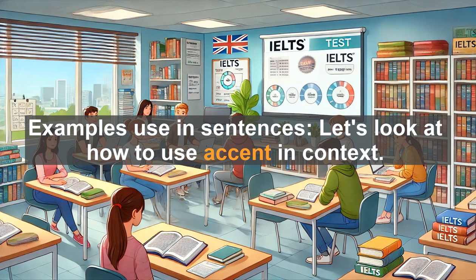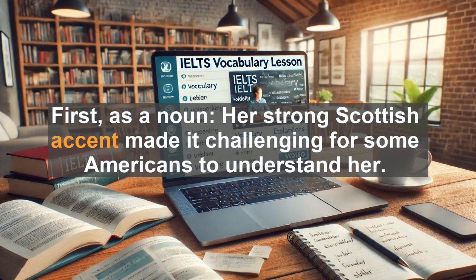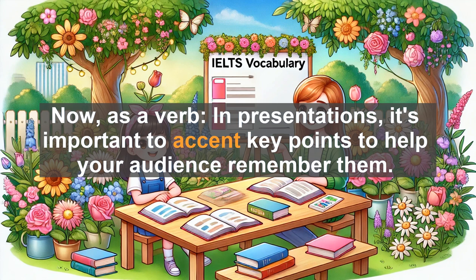Examples used in sentences. Let's look at how to use accent in context. First, as a noun: her strong Scottish accent made it challenging for some Americans to understand her. Now, as a verb: in presentations, it's important to accent key points to help your audience remember them.